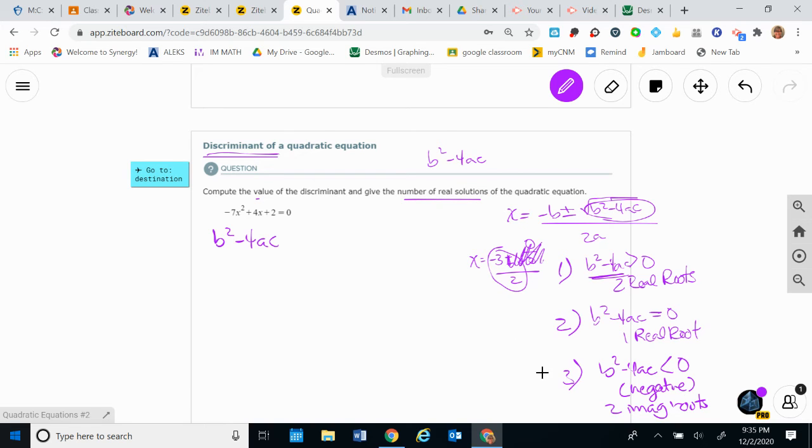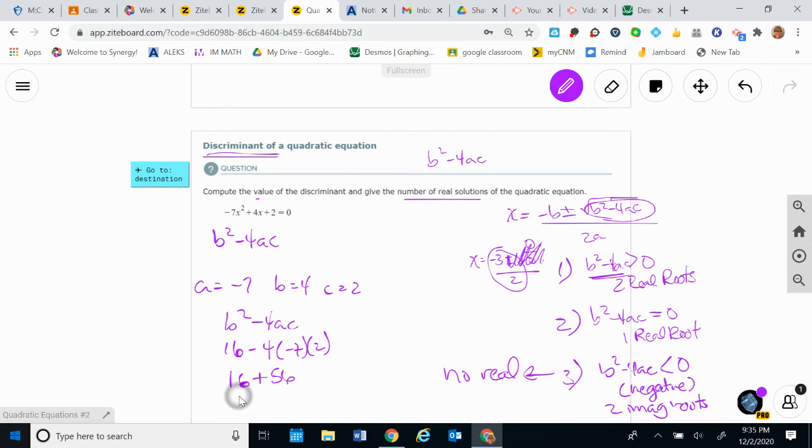Ooh, so this one has no real solutions. If it's imaginary, it's not real. Okay, so look, in this case, a is equal to -7, b is 4, c is 2. So b squared minus 4ac is equal to 16 minus 4 times -7 times 2. This is going to become positive, so you can see that this is going to be greater than 0. 28 times 2 is 56. That's 72. So it has 2 real roots.